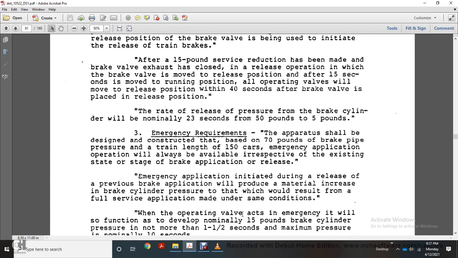Emergency requirements. The apparatus shall be designed and constructed on the basis of 70 pounds brake pipe pressure for a train length of 150 cars. For the emergency application, the operation will always be available irrespective of the existing stage of the brake application and release. Emergency application initiated during the release of a previous brake application will increase the brake cylinder pressure over that resulting from a service application made under these same conditions.